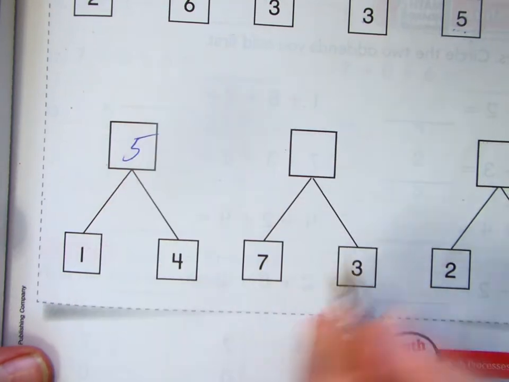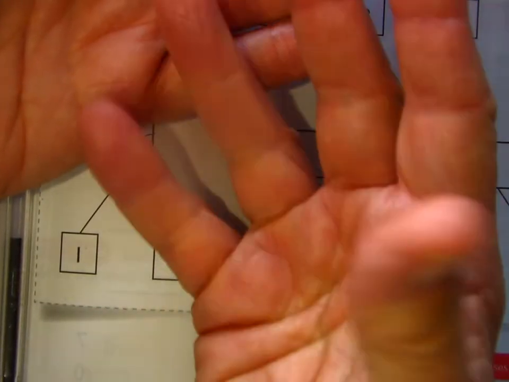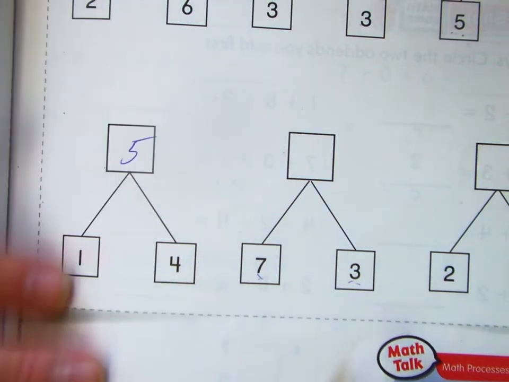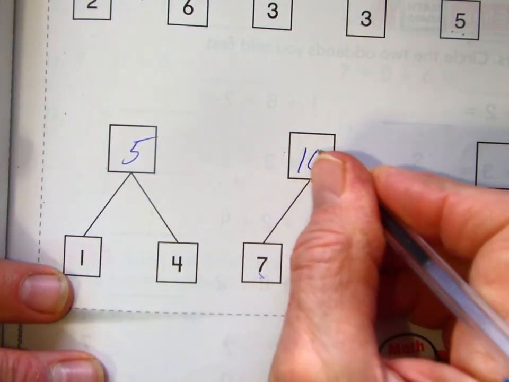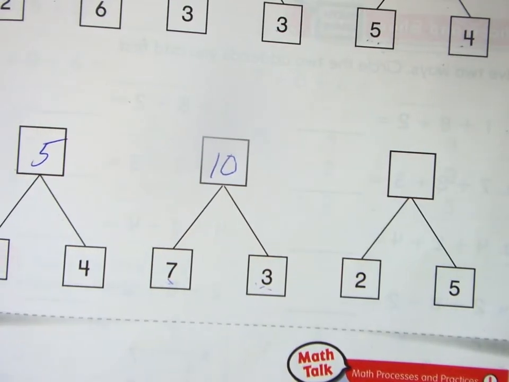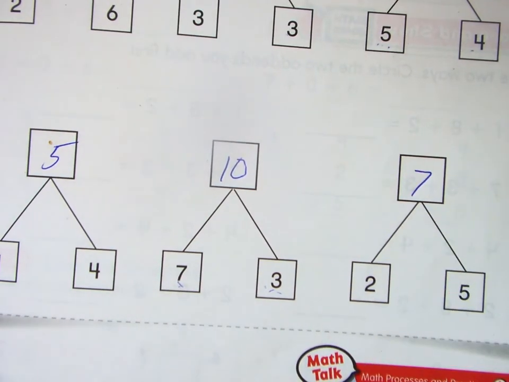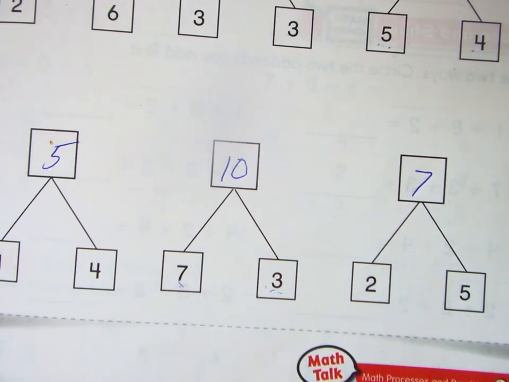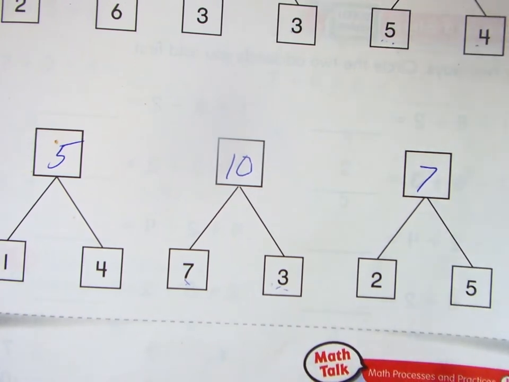5. 7 and 3. That's one of our 10s. 7 and 3 is a 10. This is an important one to learn, 10, especially when you're adding 3 numbers. 10. How about a 5 and a 2? That's a hand and 2 fingers. That's a 7. We know that one. There, we're done that page. That's real easy. But this isn't adding 3 numbers. This is getting ready to add 3 numbers.